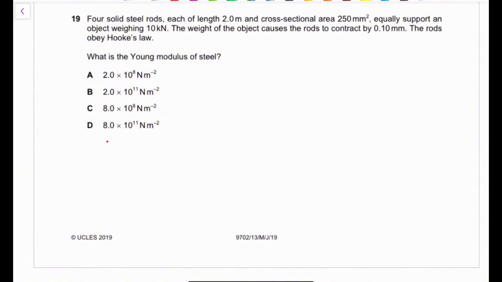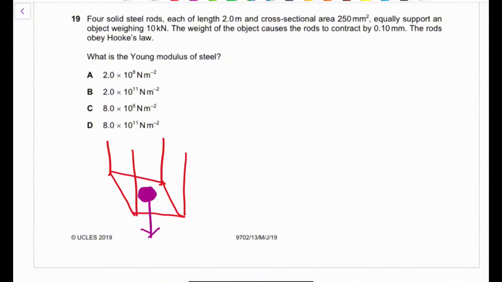Which are, one is there, one is there, one is there, and the other one is maybe over here, right? And they're all going to carry a load, like this, okay? And that load is going to weigh 10,000 newtons, right? But I don't know how they're positioned.